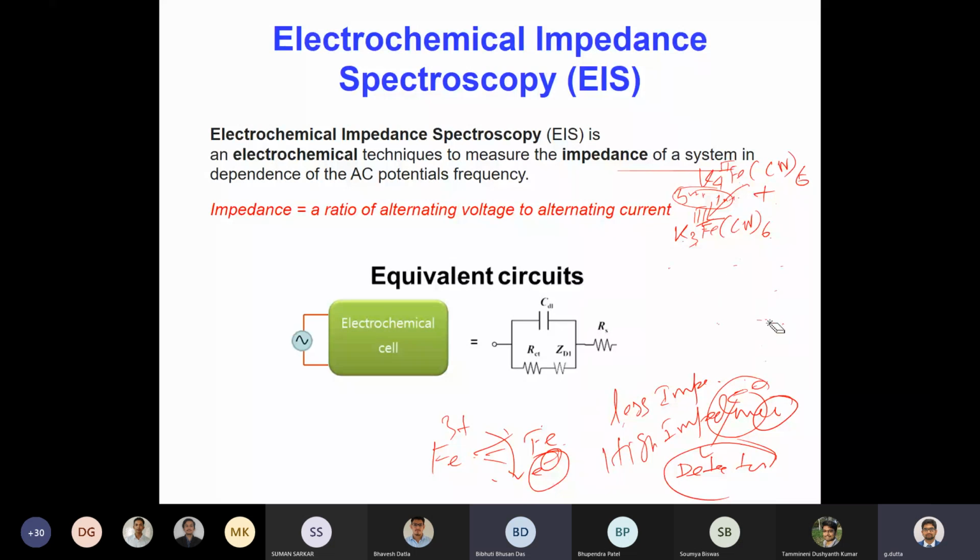Do you have any more questions, guys? Sir, tell me one question. So the electrons will go from the working electrode through the electrolyte solution, then meet at the counter electrode, then we'll get the current, no, sir?